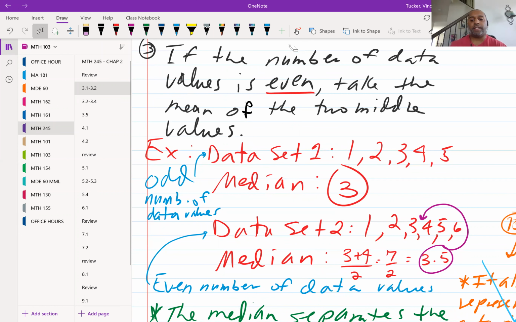Then if we have the data set of 1, 2, 3, 4, 5, 6, then what we would do is we would take the two middle values, 3 and 4, because we have an even number of data values, so there's not a legit middle number. So you take the two middle values, 3 and 4, add them together and divide by 2, and that'll be 3.5. And so what that does, it creates a number that's right in the middle. And so that's what I was doing there.